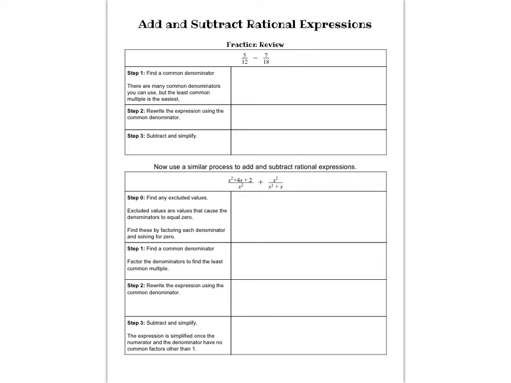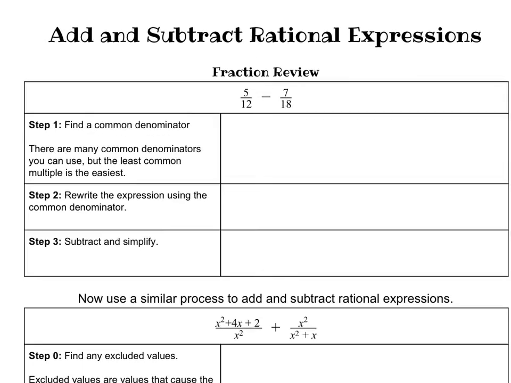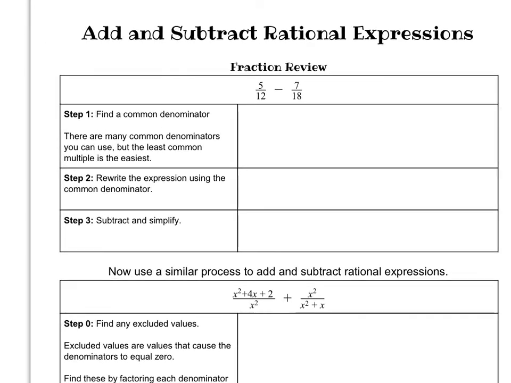When you add and subtract rational expressions, you can pretty much use the same steps that you use to add and subtract fractions. So let's review a little bit about how to add and subtract fractions. Here I have 5/12 minus 7/18. And my first step is going to be to find a common denominator.